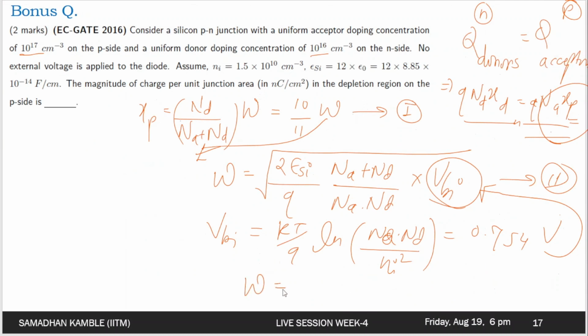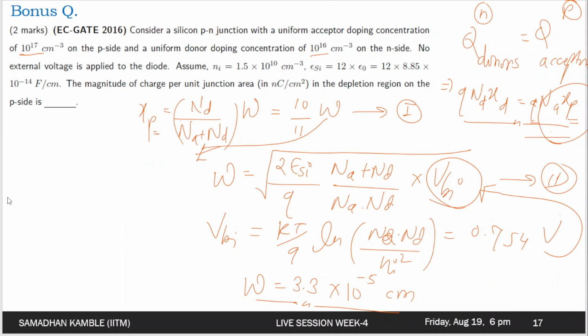W is equal to 3.3 times 10 to the power minus 5 centimeter. Okay, so now we have W, that is the total depletion width. We also have the acceptor concentration and the charge. So we can find the value of Q based on using the Xp value from equation 1.